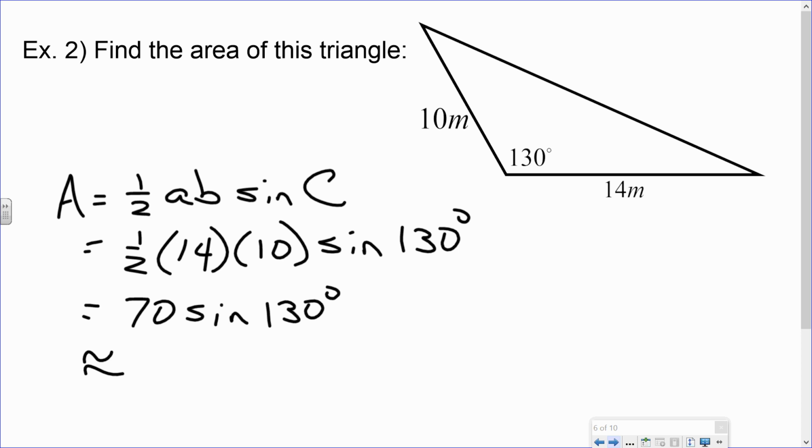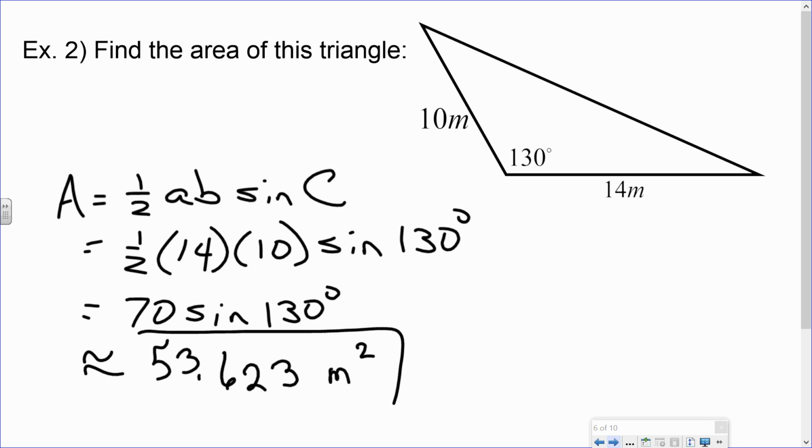Aiden, what do you have? 53.623. Anybody else? See a lot of heads nodding. And units here are meters squared. So nice little formula, don't you think? Any questions with that formula?